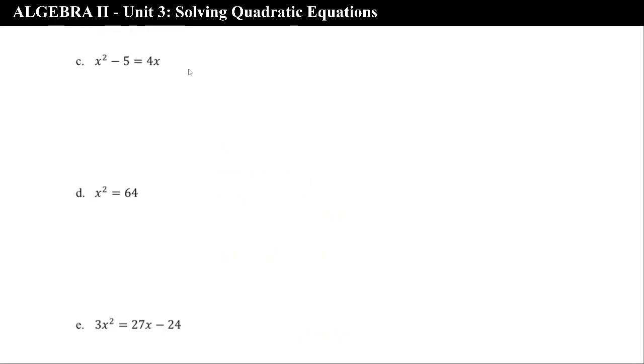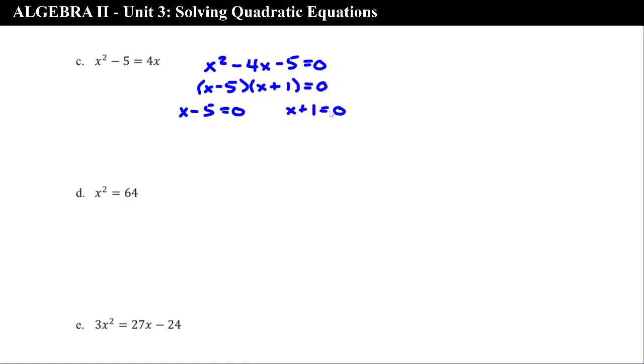Moving on to example C, we're going to move our 4x over to the other side, and we're going to sandwich it in the middle so that it's in standard form. Now we're going to factor this. Two numbers that multiply to give us negative 5 and add to give us negative 4. That's going to be negative 5 and 1. Now we can split it up. We have x minus 5 equals 0. X plus 1 equals 0. So x is either 5 or x equals negative 1.